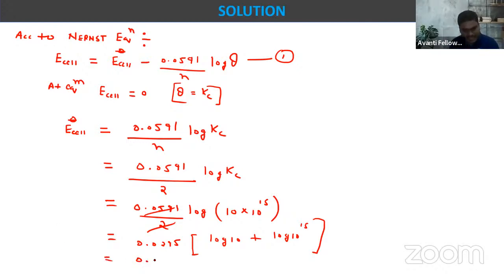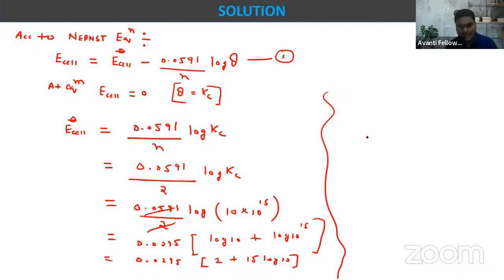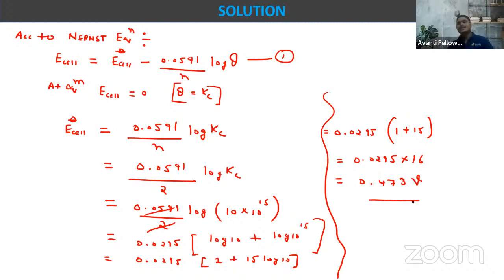So we can write this as 0.0295, and this is log 10, we all know, is 1, plus 15 log 10. Again, log 10 value is 1. So on solving, what will you get, beta? We'll get 0.0295 multiplied by 1 plus 15, that is 0.0295 into 16. So this is the final answer we get. On multiplying, we get 0.473. So this is the correct answer.